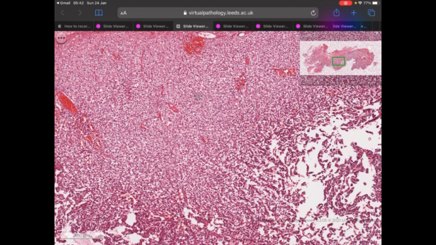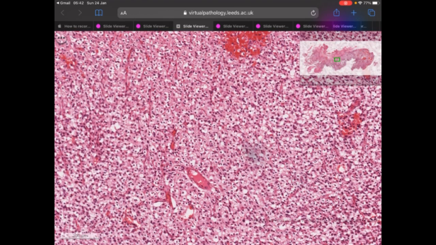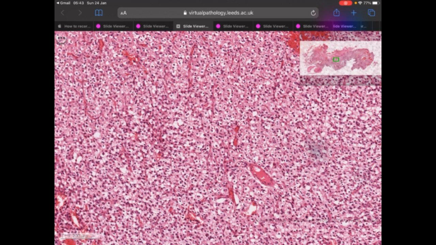Okay, in this low power view, you can appreciate that the cells show a cytoplasmic clearing. They are uniform and arranged in sheets. Even in the low power, the cytoplasmic clearing is apparent. When we look closer, we can observe that all the cells are uniform. They have round nuclei. They don't exhibit pleomorphism. And there is a perinuclear halo due to the cytoplasmic clearing. This is what we call a fried egg appearance.